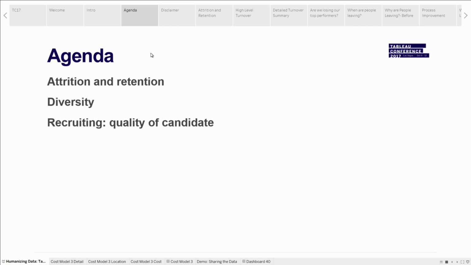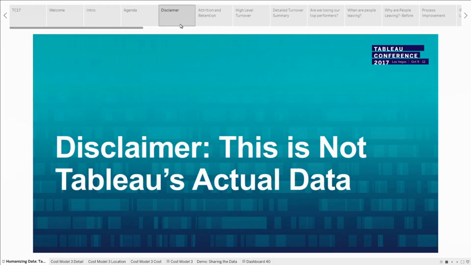This workbook will be available, so don't worry about copying down calculations or taking pictures. I also have an appendix with all the calculations at the end that you guys can refer to, so hopefully you too could recreate this if you find it useful. So, disclaimer, this is not our actual data, although these are our actual stories, so don't pay attention to the job titles, etc. The concepts are what we have gone through this year.